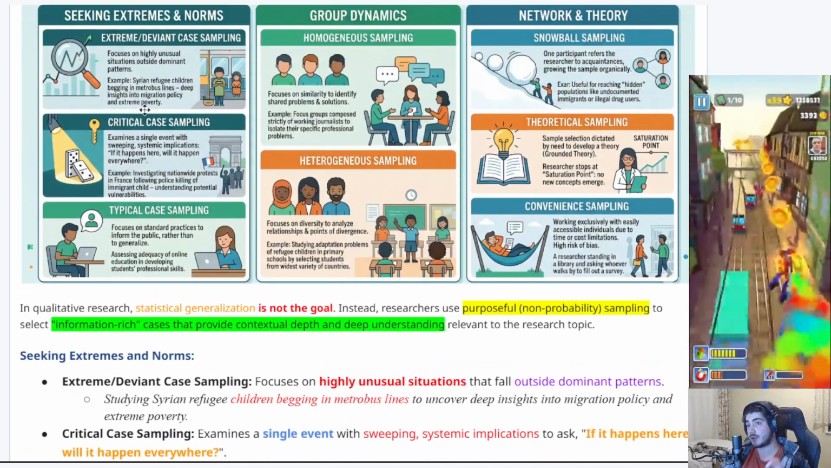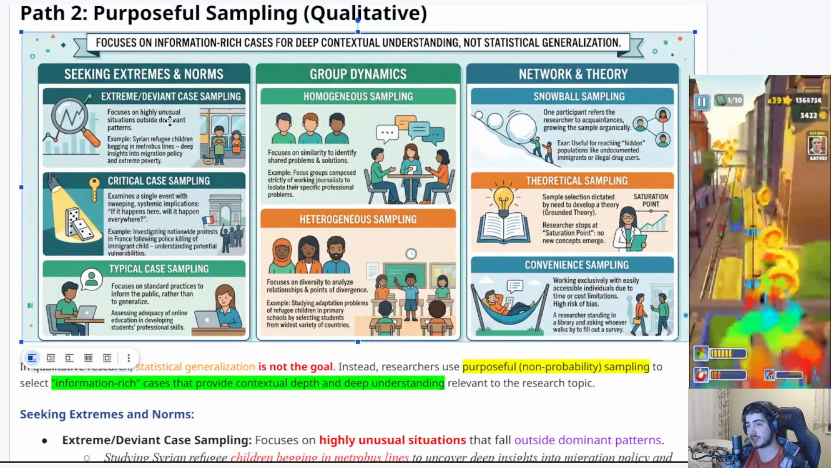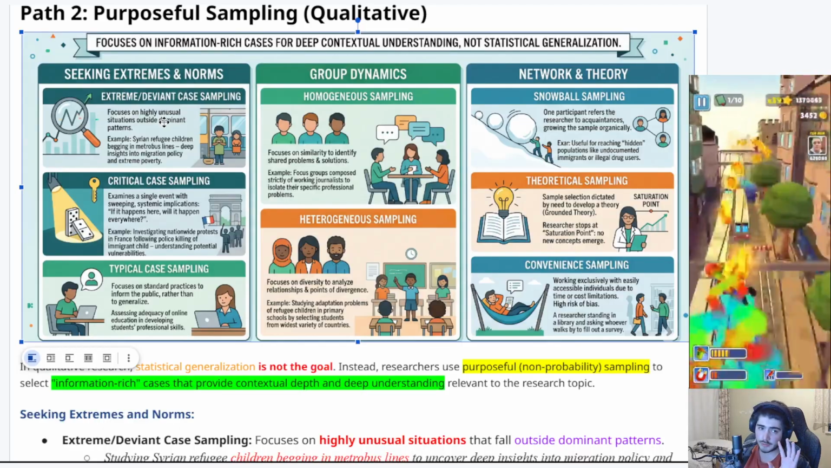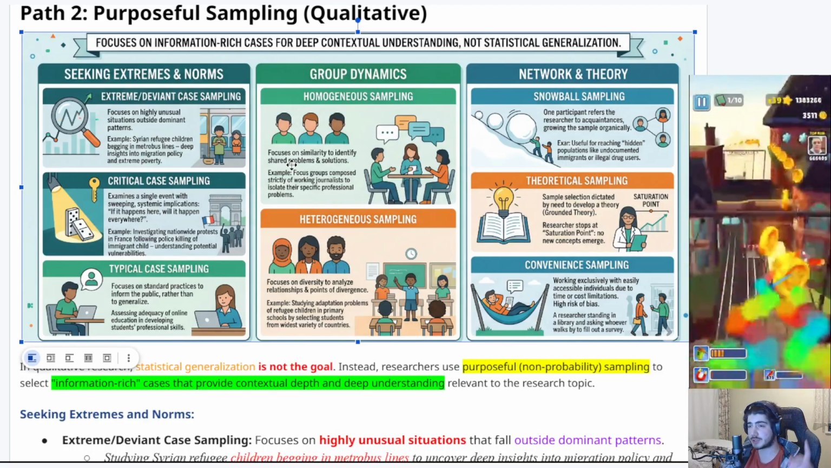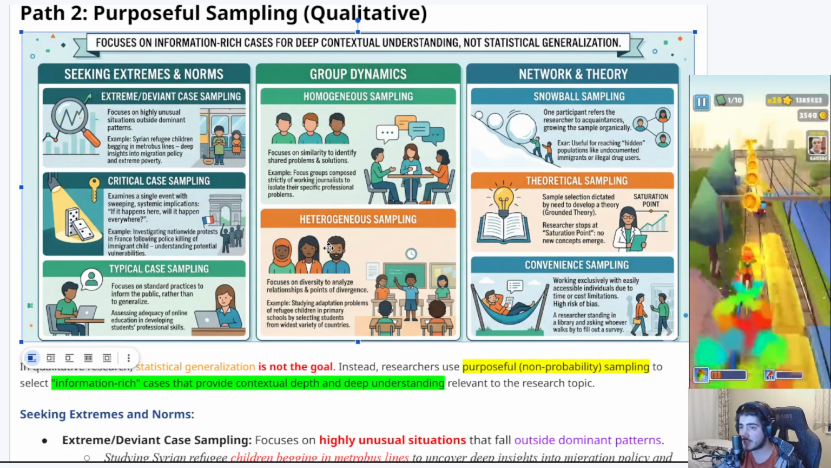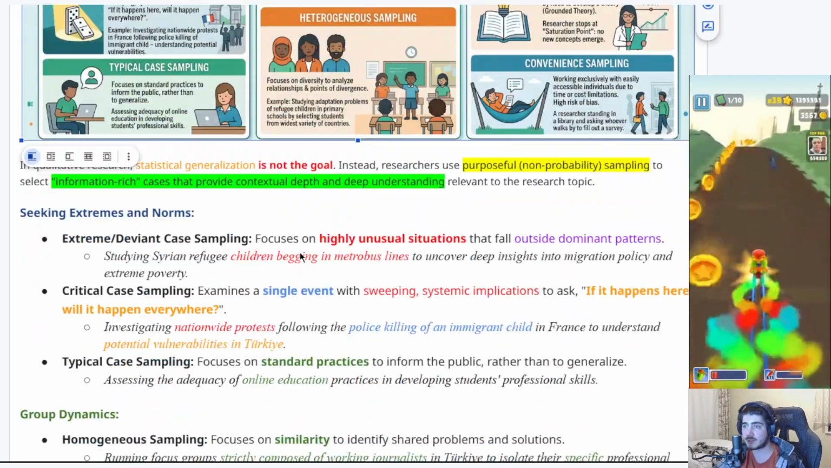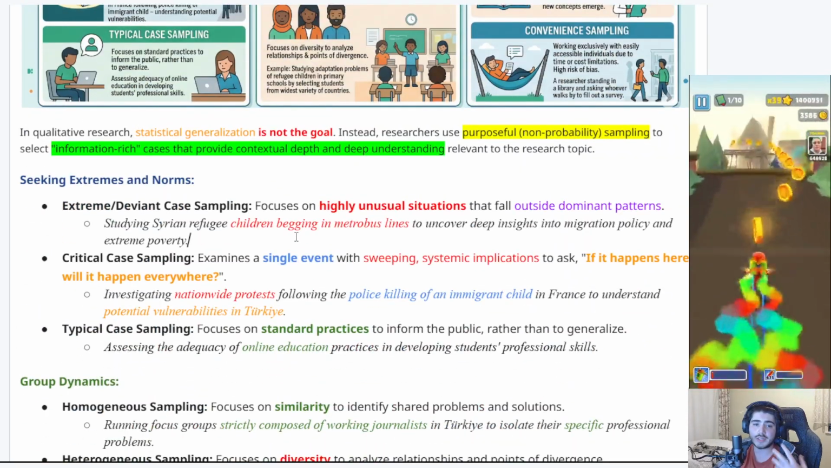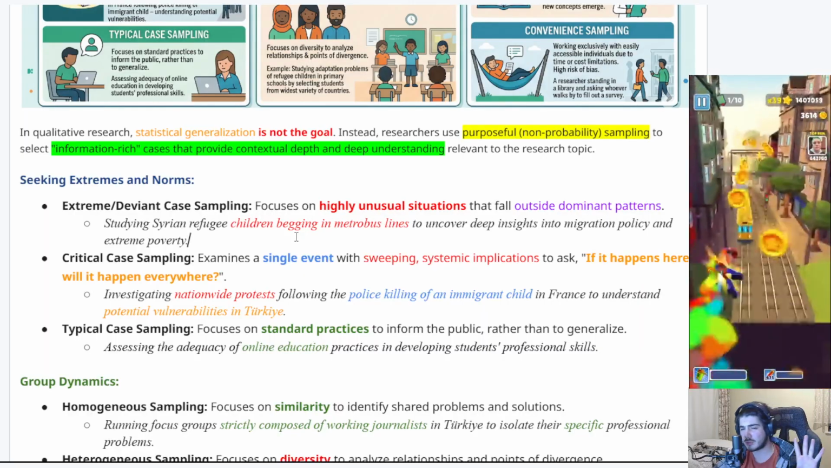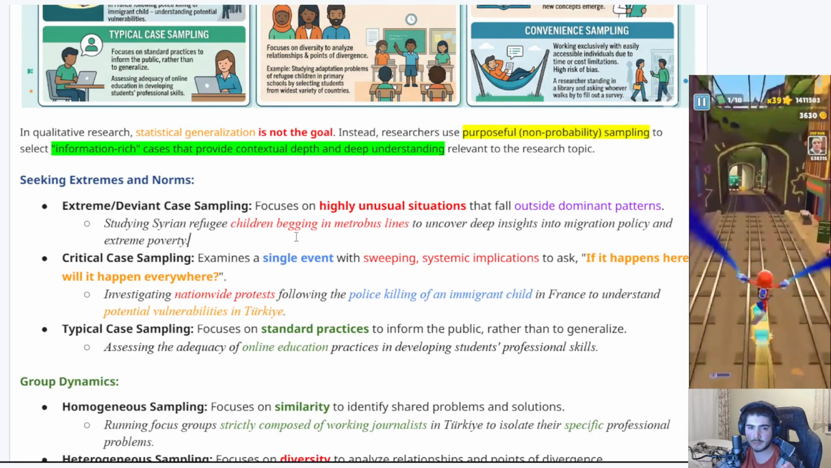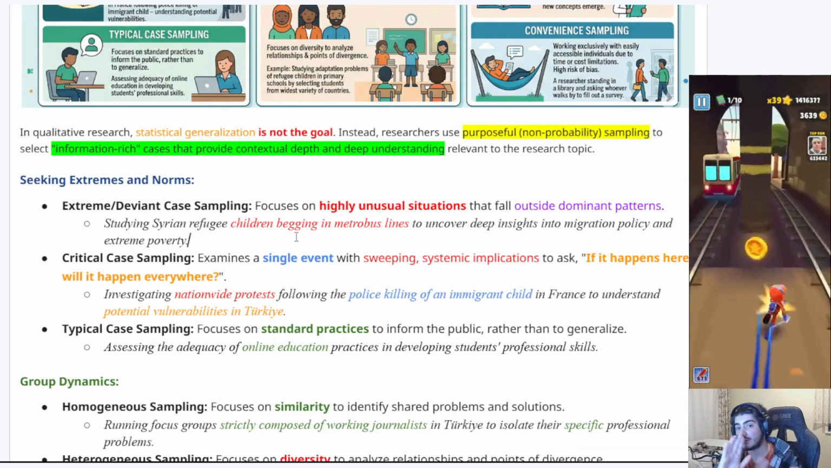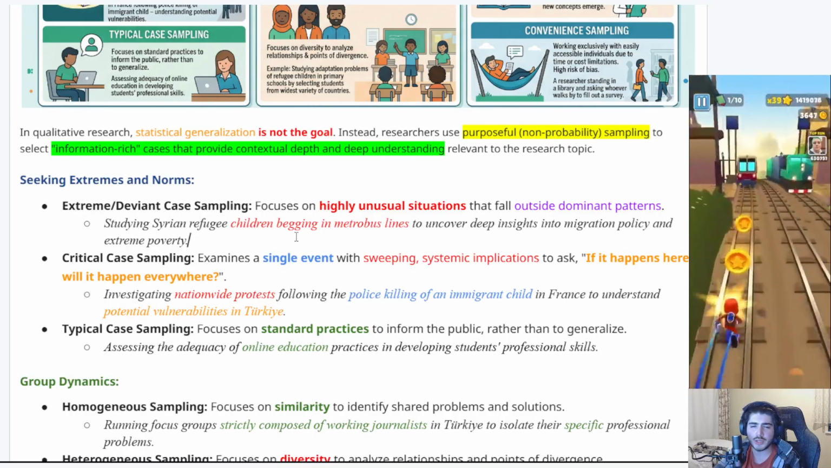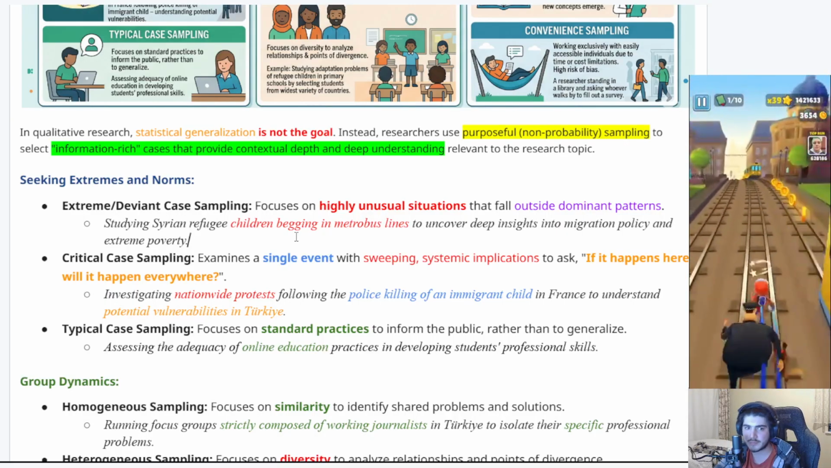So, extreme/deviant case sampling is the first method that we can use. It focuses on highly unusual situations outside dominant patterns. So these are not things that you would encounter in your day to day life. As we said, like doing a case study on someone with an incredibly rare disease.